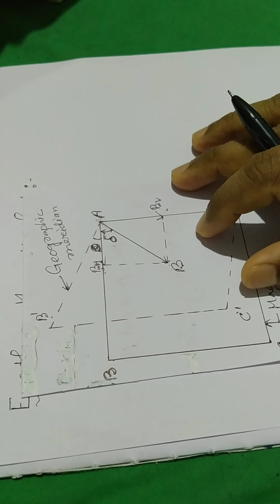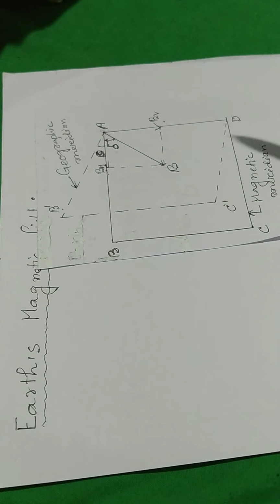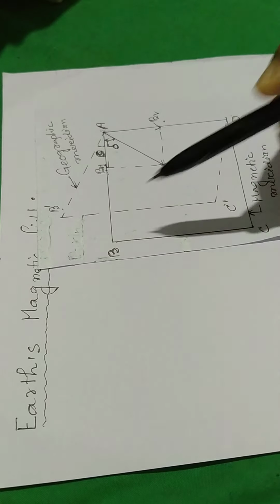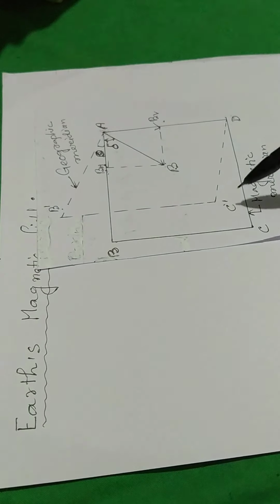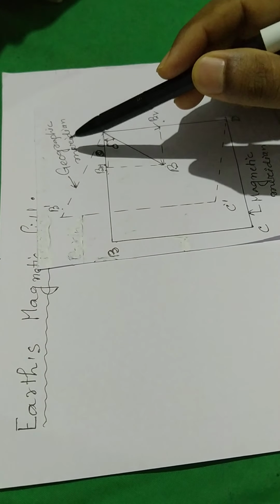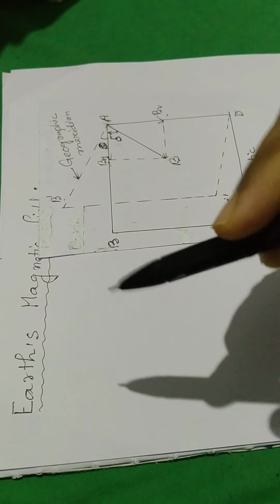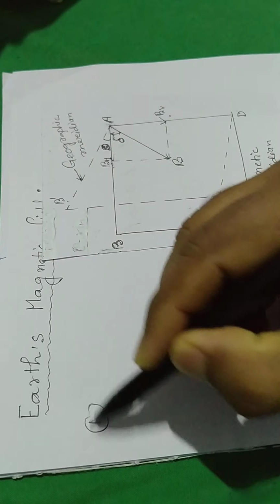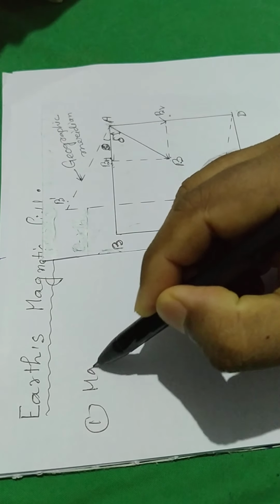Now you see the diagram. ABCD and AB', C', D' are the magnetic meridian and geographic meridian respectively. Number 1, magnetic declination.